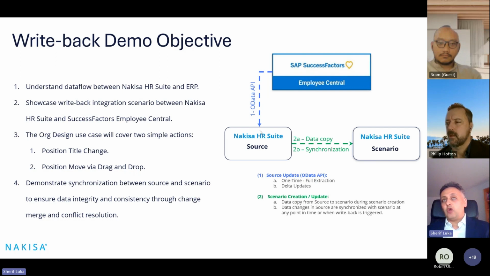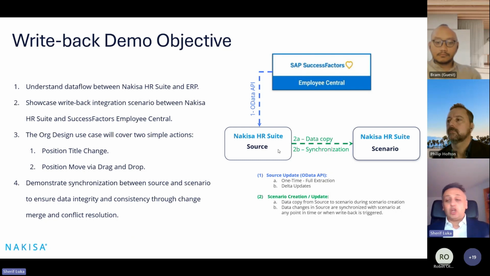the data flow from the source to the scenario happens in two ways. Number one, at the time I create the scenario, we copy the data from the org chart source or from the Hanley source into the scenario, allowing you to edit it and modify it without impacting, of course, the data that you have in your production ERP. The second part is synchronization, a very important process.